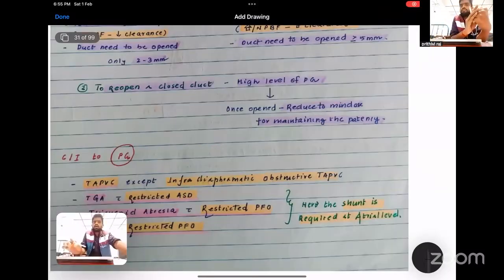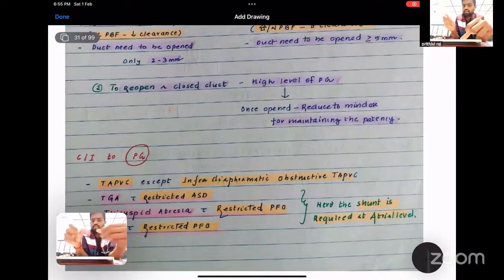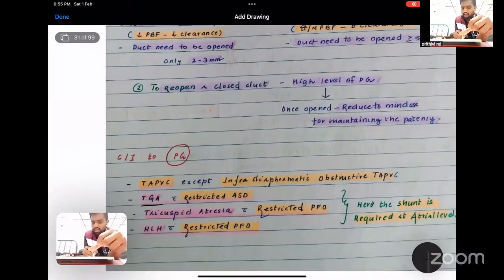TAPVC, transposition of... what is this TAPVC? It is nothing but your total anomalous pulmonary venous circulation. Another one is TGA with restricted ASD. These are TGA, tricuspid atresia, and HLHS. They have restricted ASD and restricted PFO.